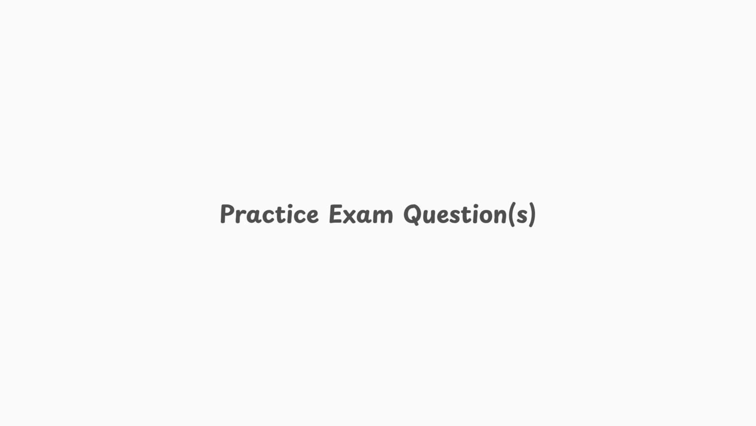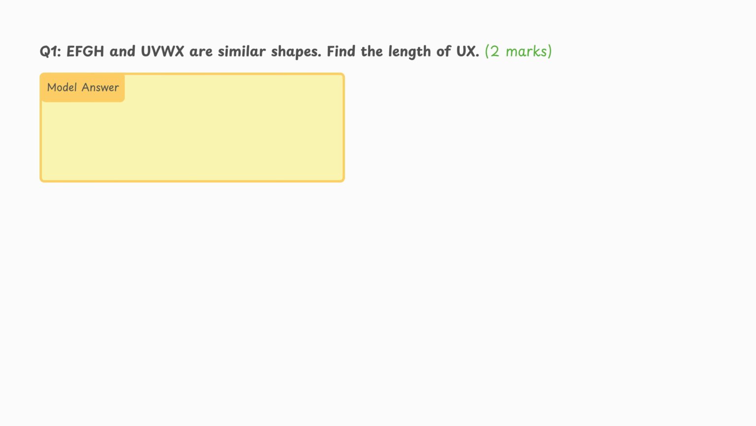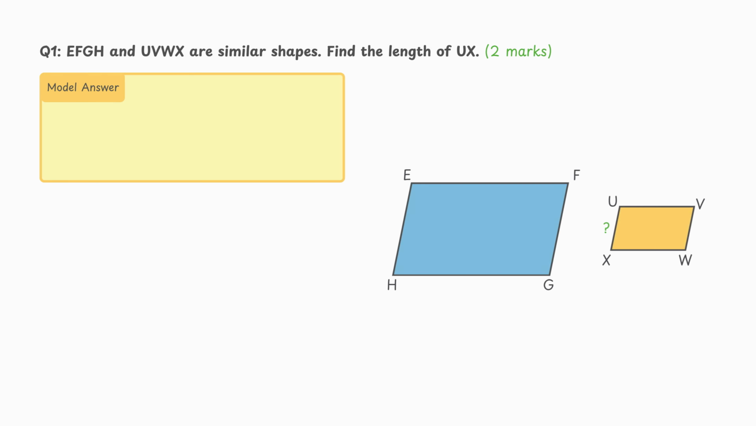Now let's dive into some exam-style practice questions. You can pause the video and try yourself. The question tells us that E, F, G, H and U, V, W, X are similar shapes, and we are asked to find the length of UX. When shapes are similar, their angles are equal and their corresponding sides are in the same ratio. One shape is simply a scaled version of the other.